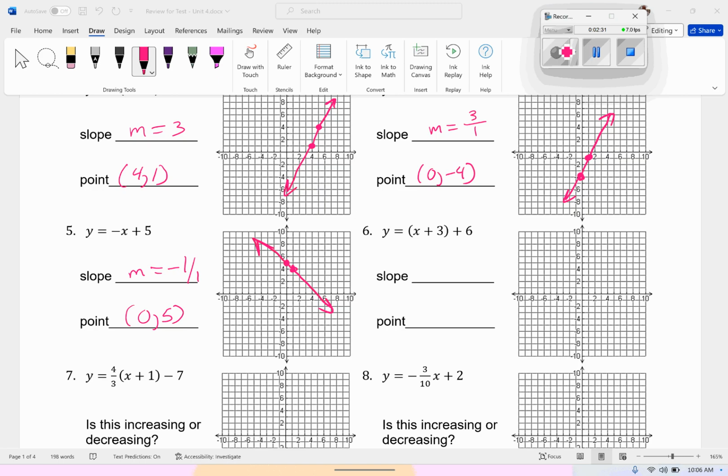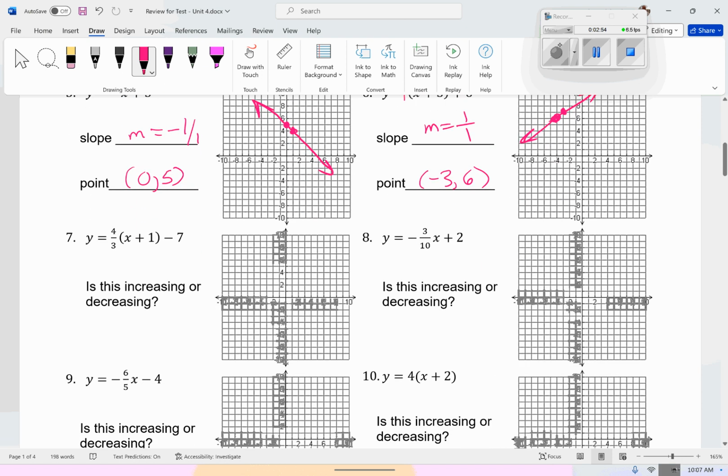All right, this one's in point slope form because I know it's in parentheses. So I have a point of -3, 6. So -3, 6 is like here. Out front, I basically have a 1 out front. So I have a slope of 1/1. So I'm going to go up 1, right 1. Connect the dots to each other. There we go.